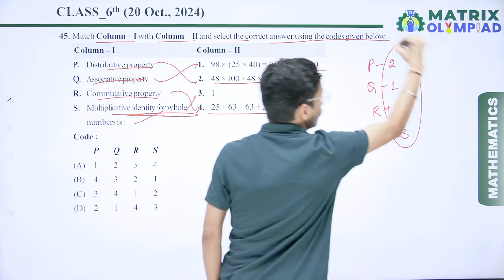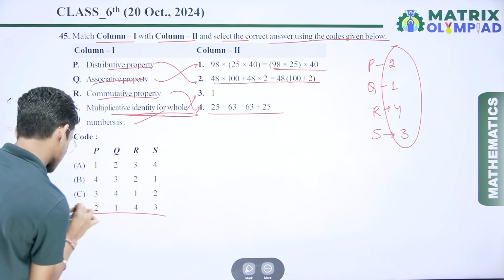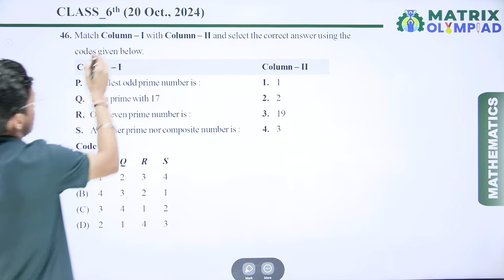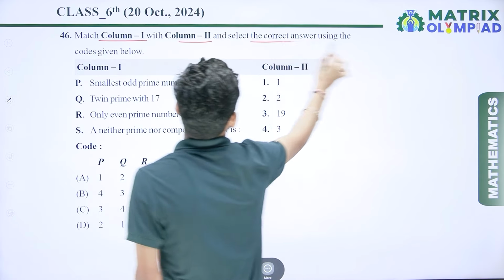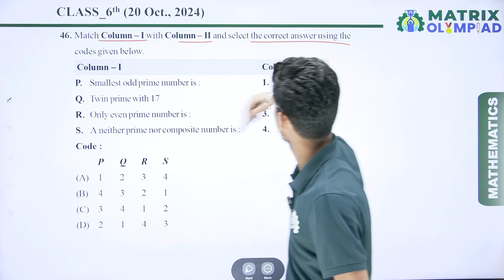So 2, 1, 4, 3. Check which option is correct over here. 2, 1, 4, 3. So option number D is the correct answer. Now the next one is again based on matching column 1 and column 2 and selecting the correct answer using the code given below. Here we have given column 1 and column 2.